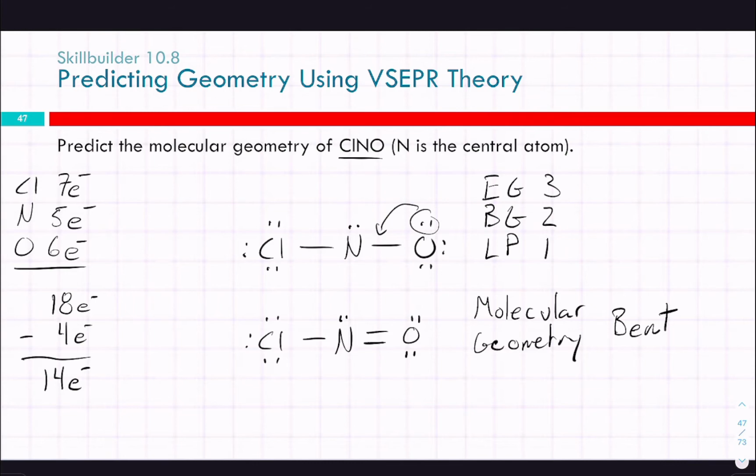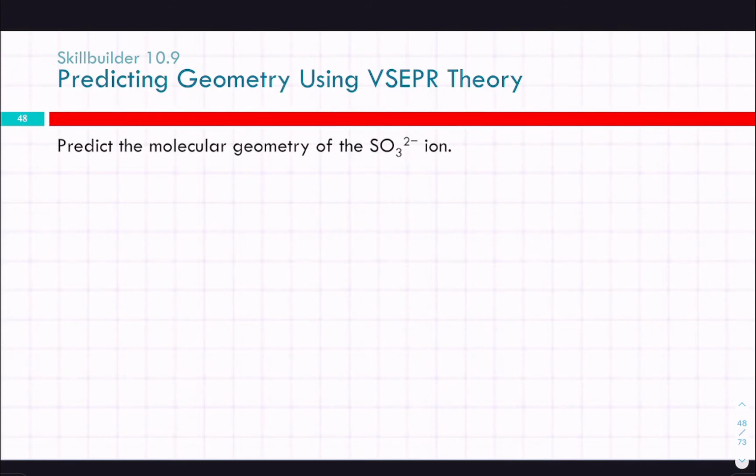Are we going to get that chart on the test, or do we have to memorize it? No, I will give you the chart. You just have to know how to use it. Yeah, I will give you that chart.